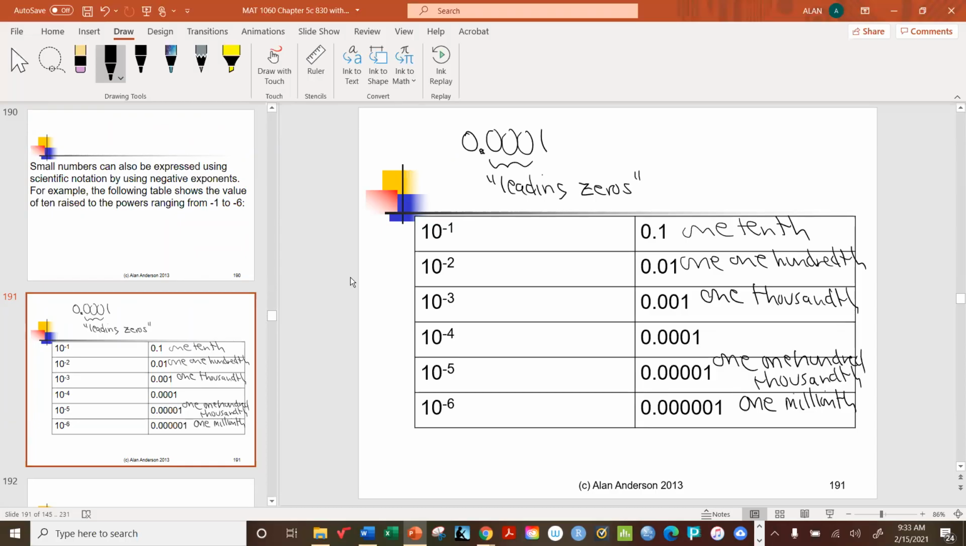And so this is the pattern you might notice. The number of leading zeros is always one less than this exponent. Okay, so in other words, here I've got 3 leading zeros and the power is -4. Here I've got 4 leading zeros and the exponent is -5. With 5 leading zeros, it's -6. I don't know, that helps me remember.